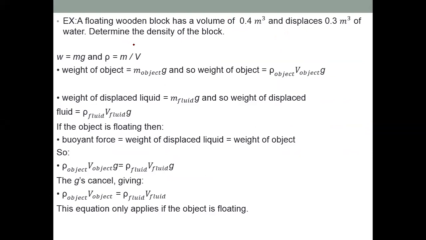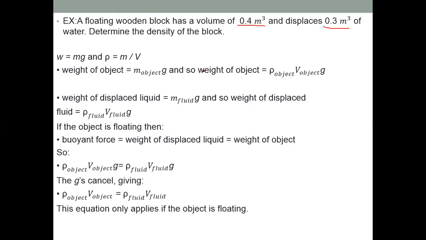A floating wooden block has a volume of 0.4 meter cube and displaces 0.3 meter cube of water. Determine the density of the block. So remember, you have to subtract these two volumes. When you subtract them, you get the volume of the object. It is a wooden block.